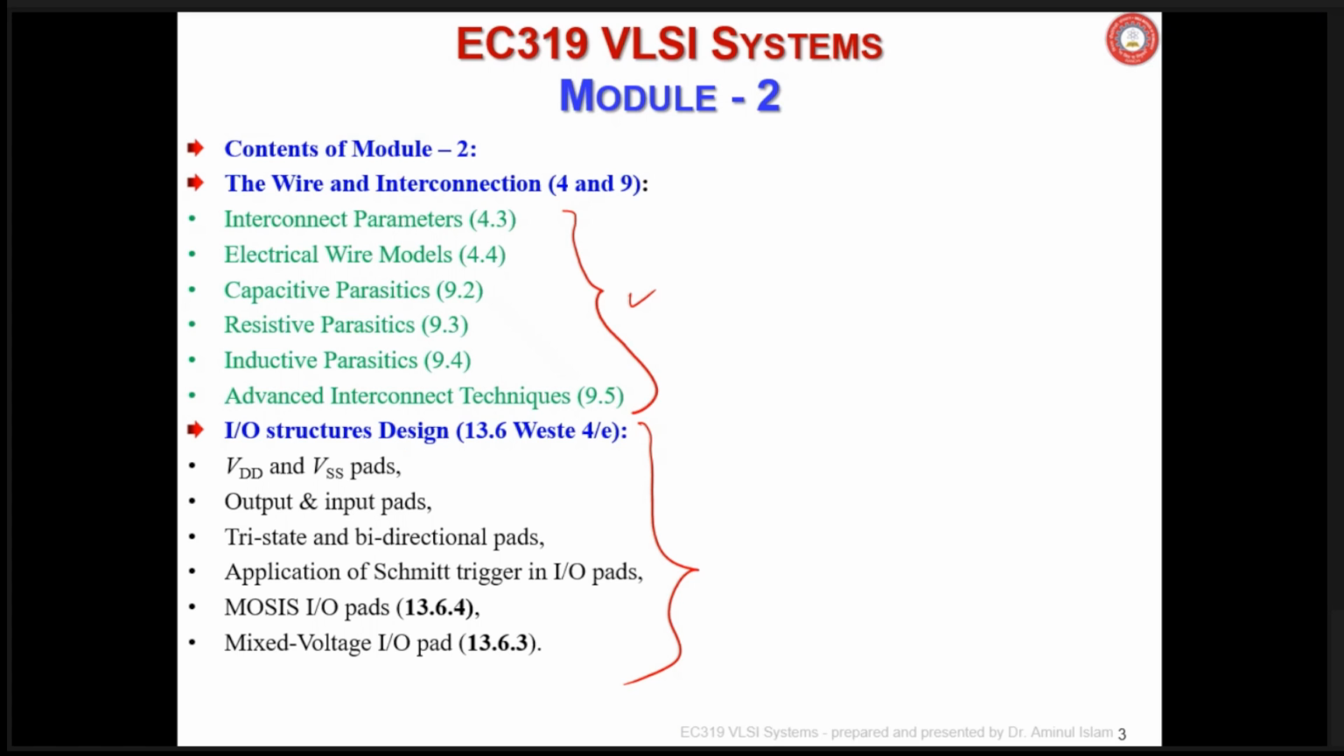We have to study these topics in this module. First part is about interconnects and their models and issues. And second part is IO structures design. The first part can be referred from Rabaey, chapters 4 and 9. And for the second part, no specific book, maybe Weste or some different books.